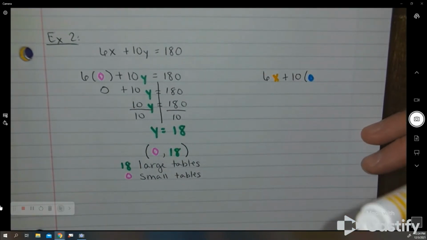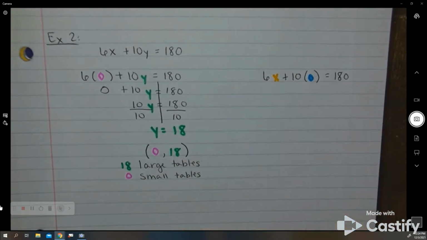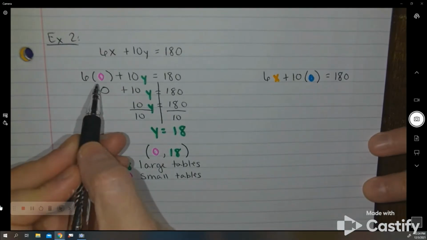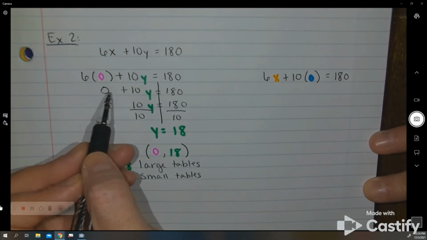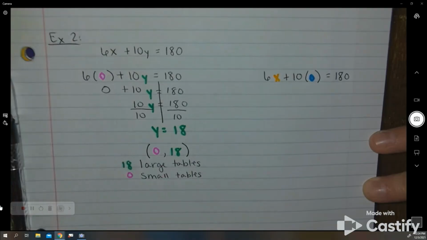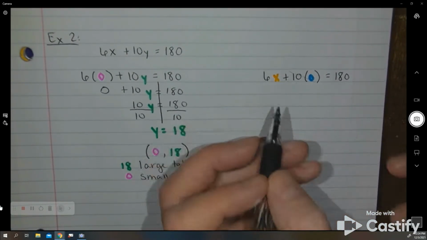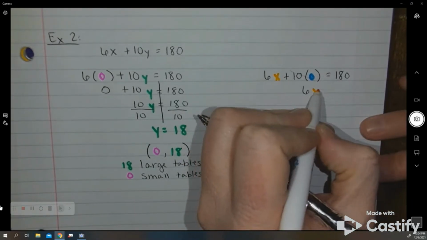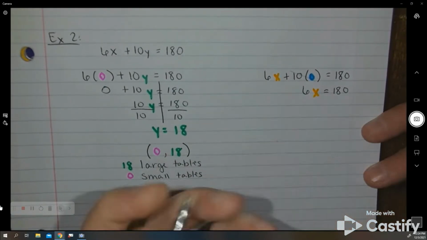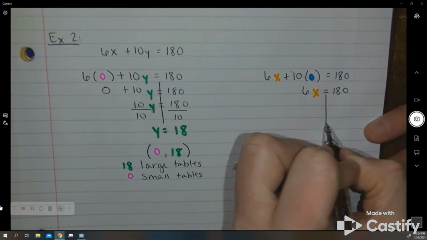We're going to plug in 0 for y in 6x plus 10y equals 180. Something I want you to notice: anytime we plug in 0 for one of these variables, it makes that entire thing simplify down to just what we started with. So if you're seeing this pattern and you want to skip a couple of steps, instead of writing 0, you could cross this off. You could skip right to writing 6x equals 180, because you're noticing that pattern. As long as you're not making silly mistakes, that's totally acceptable.